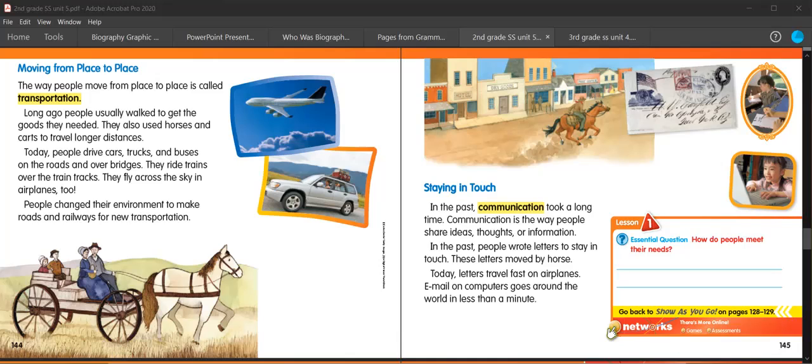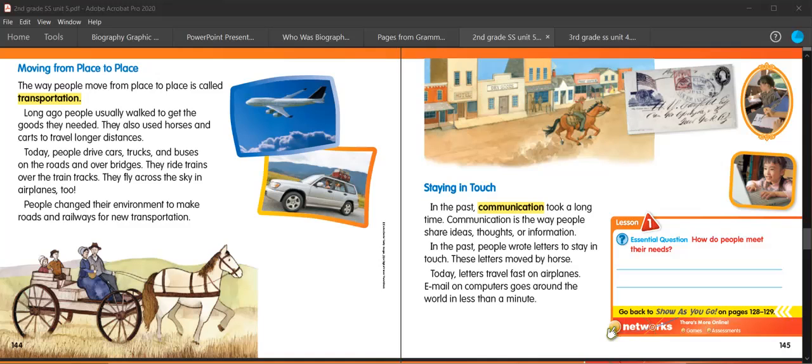So when you communicate or you use different kinds of communication, it's just a fancy way of saying you're talking to other people. So you're talking to them by sharing information, by sharing ideas. This could be done either by writing a letter and mailing it. It could be done by phone. It could be done by email. All of these different things are different forms of communication.